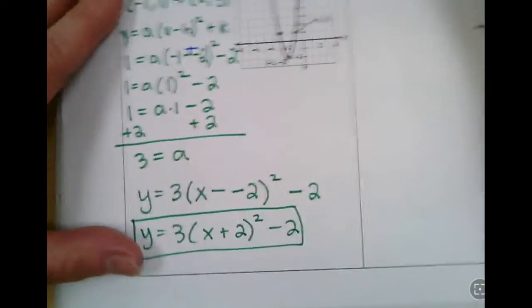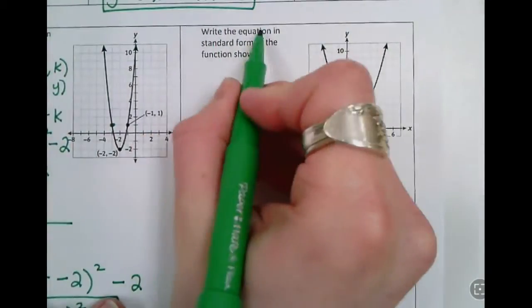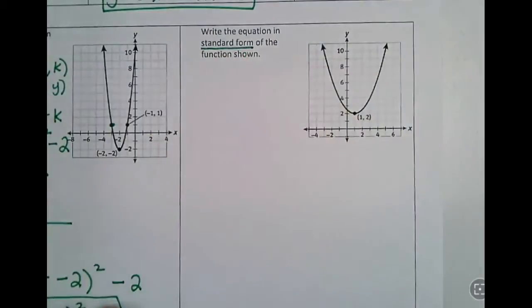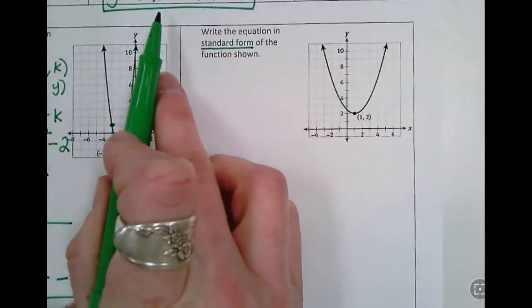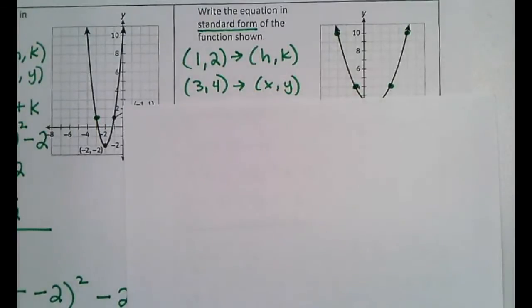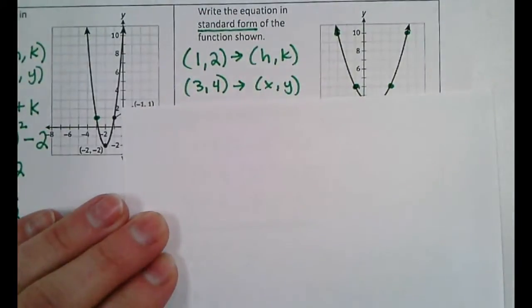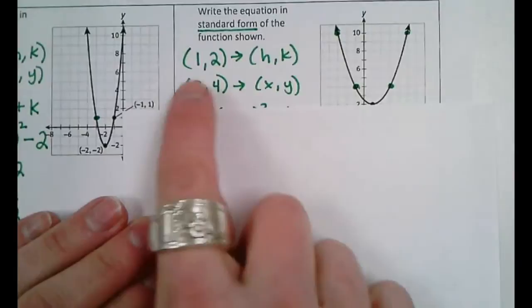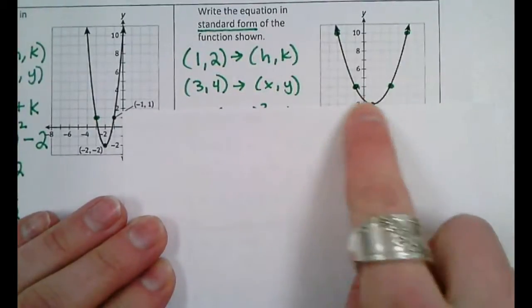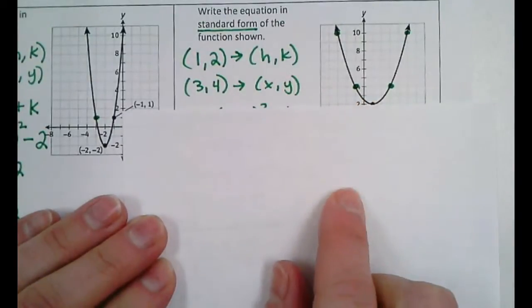Okay, if you want to try out this problem on your own, this says write the equation in standard form. So you're going to take it all the way down to standard form like we did in the first example. You can pause the video and try this problem out on your own. Okay, I first picked out my vertex, which was +1, +2, my h and k, and I used the points 3, 4. But there were many other points on this graph that you could have used, and your answer will be the same as mine.